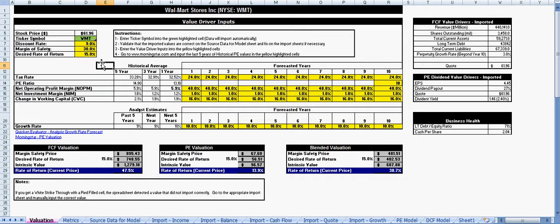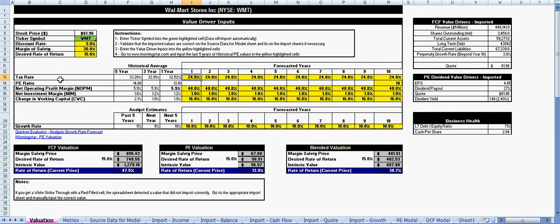I describe all these value drivers in the material that comes along with this model, and give you a description of how to use it and the calculations behind both the discounted cash flow as well as the PE valuation, as well as some reference material that you can dig into if you prefer some additional information. But everything you need comes with this model.